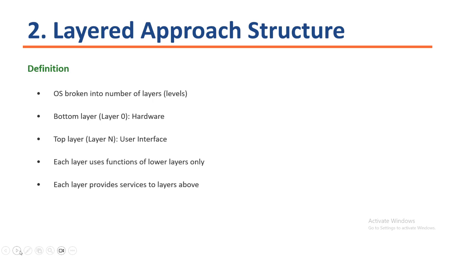Then each layer uses functions of lower layers only. That means each layer can only use the layer directly below it. It can't skip the layers. Next one, each layer provides services to layers above. Each layer offers its services to the layer sitting above it, like passing a job up the chain.